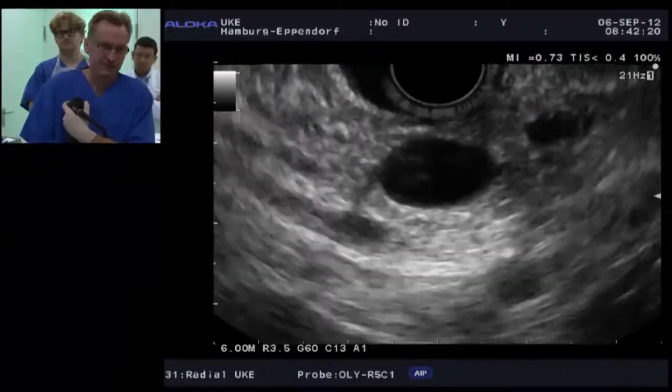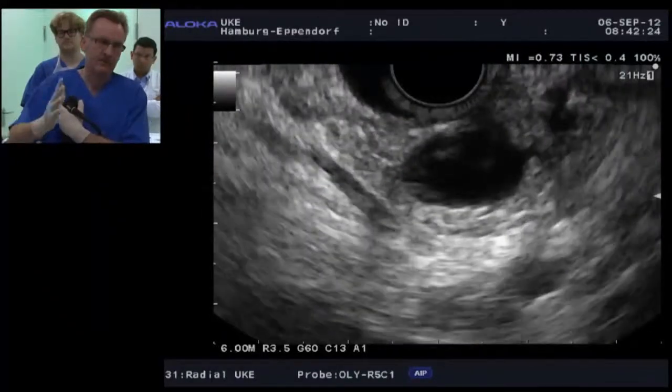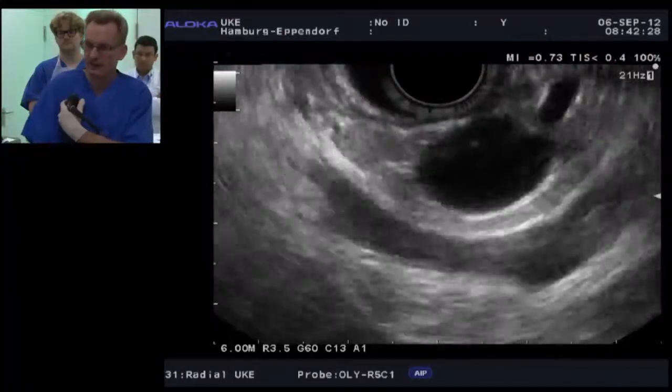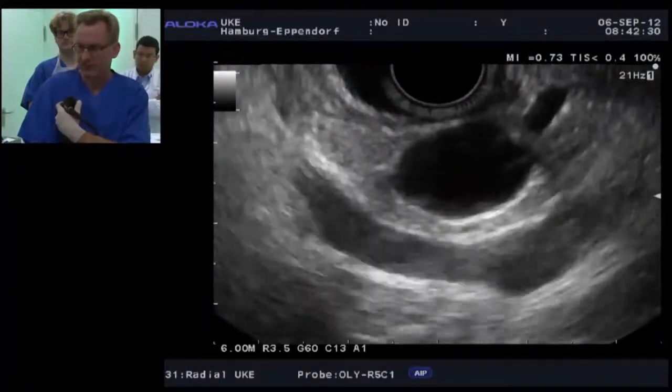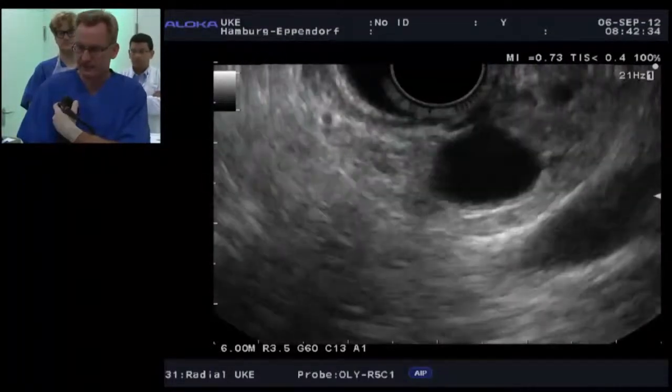In younger people, if I have a 30-year-old lady, for example, I make not 6 months, I make 3 months. In older patients, I make the first control after six months. But it's rare. It's a rare case that you see some changes after 6 months.